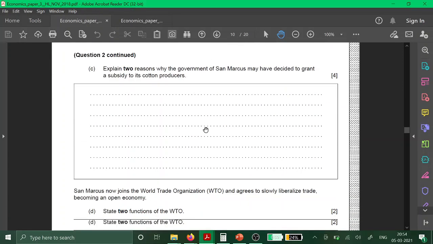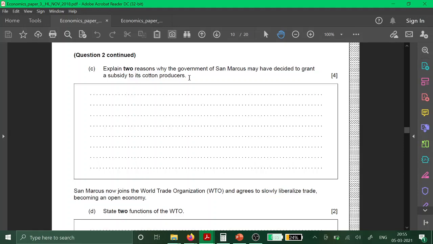The next question: why is the government giving the subsidy to its cotton producers? Any reason? To assist or improve the production of cotton within the firms, and to also increase the imports and exports of cotton. Sometimes they also provide subsidy to export those cottons.